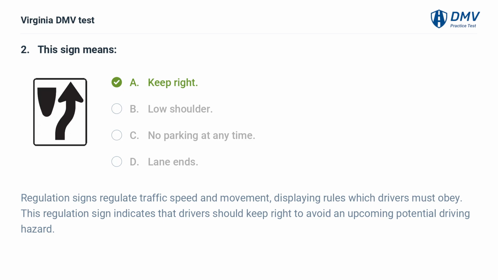A. Keep right. Regulation signs regulate traffic speed and movement, displaying rules which drivers must obey. This regulation sign indicates that drivers should keep right to avoid an upcoming potential driving hazard.